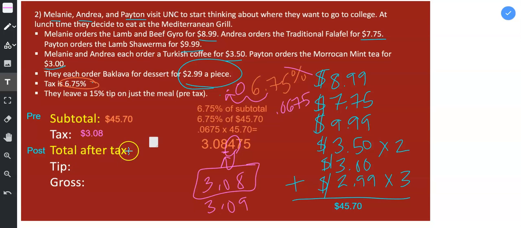To figure out the total after tax is added, you just add the tax to the subtotal. So we add these two values together, and we get $48.78. And now I'm ready to calculate the tip.